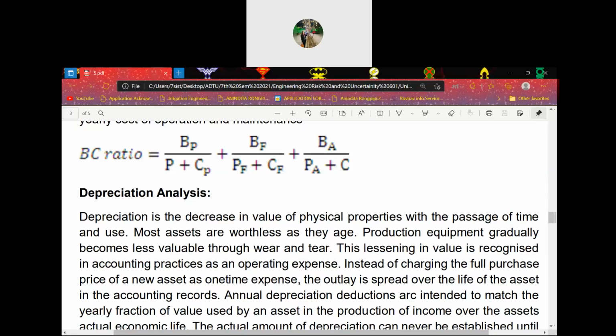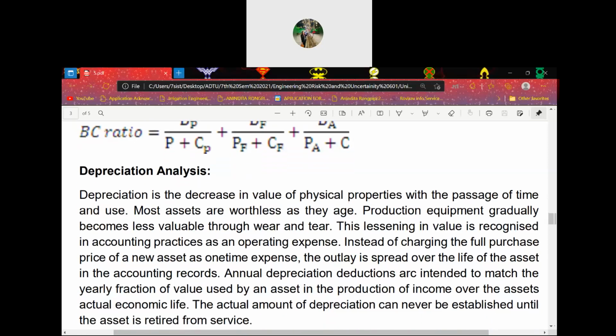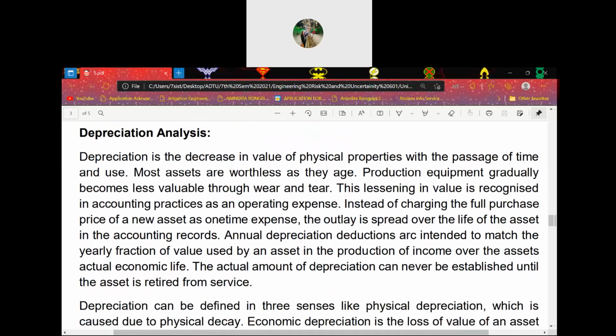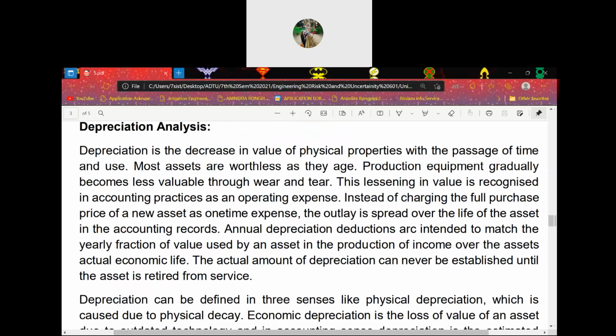Annual depreciation deductions are intended to match the yearly fraction of value used by an asset in the production of income over the asset's actual economic life. So the actual amount of depreciation can never be established until the asset is retired from service life.